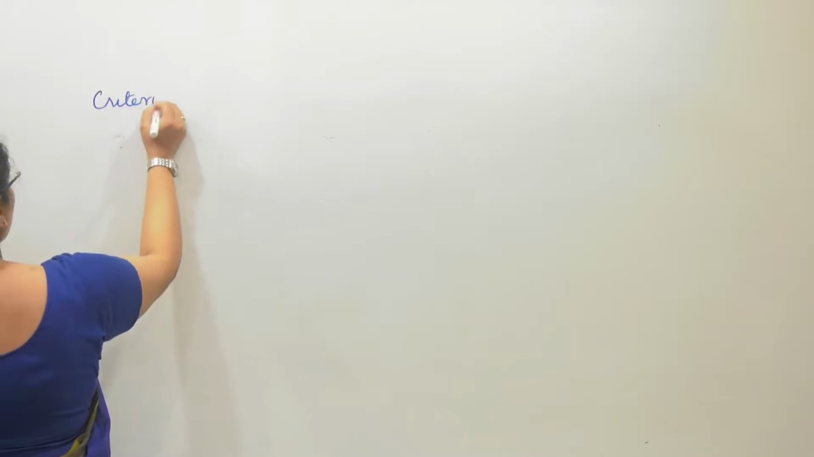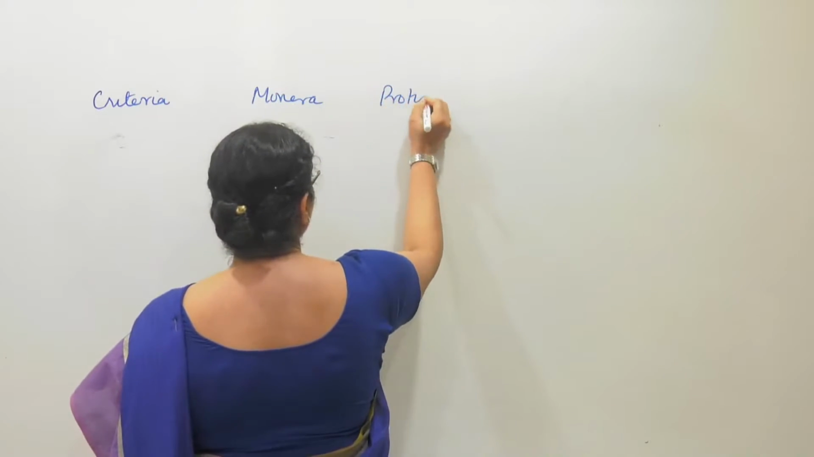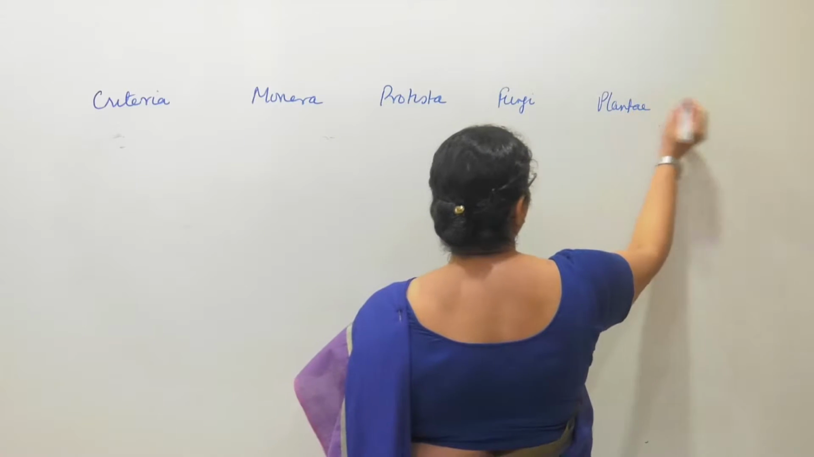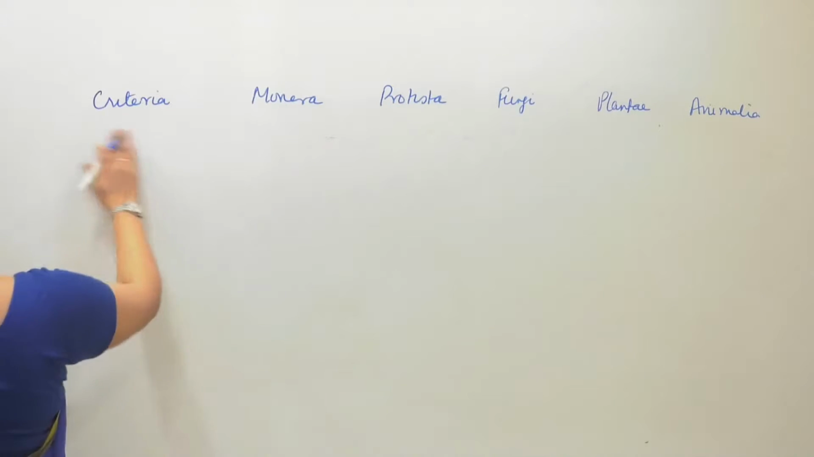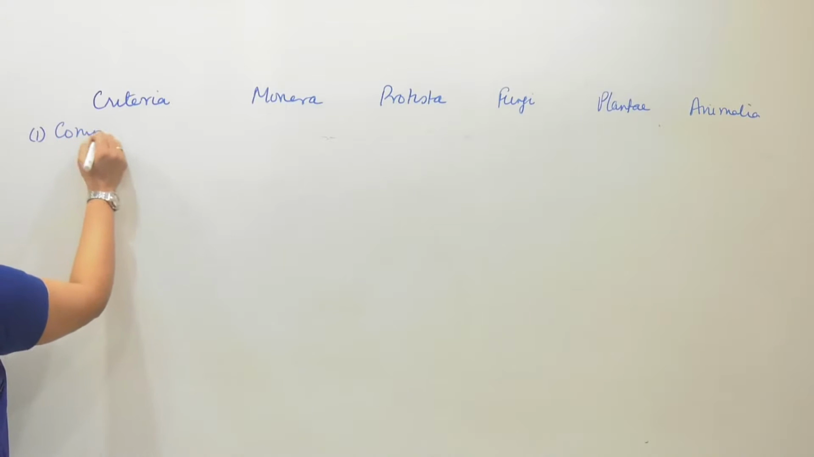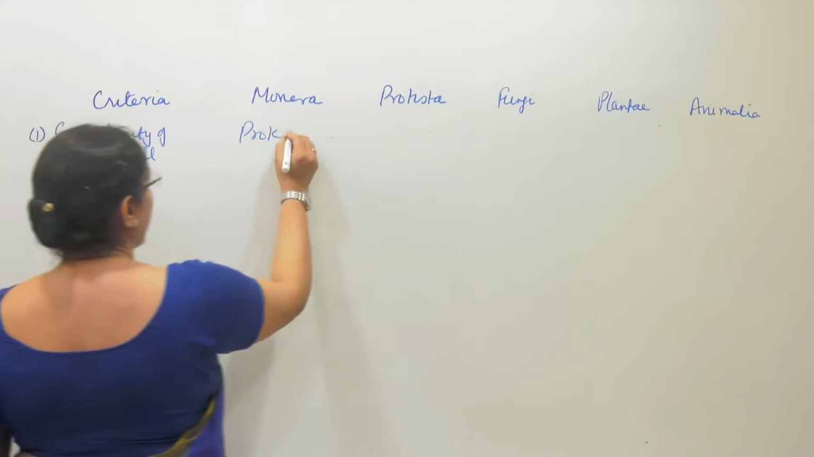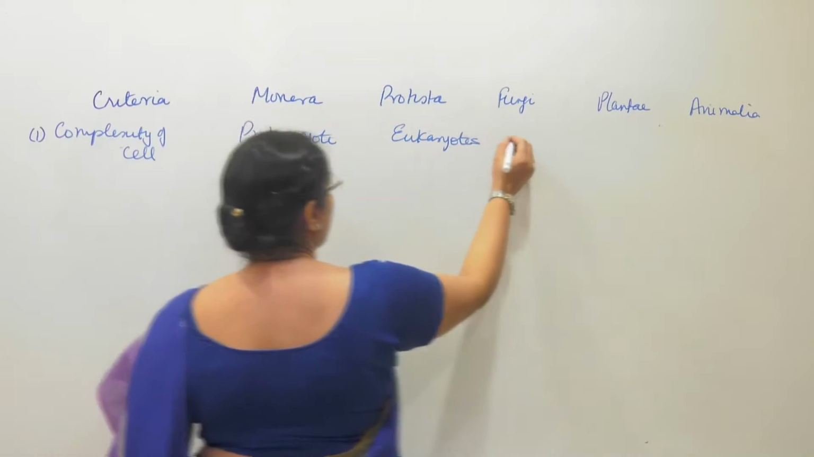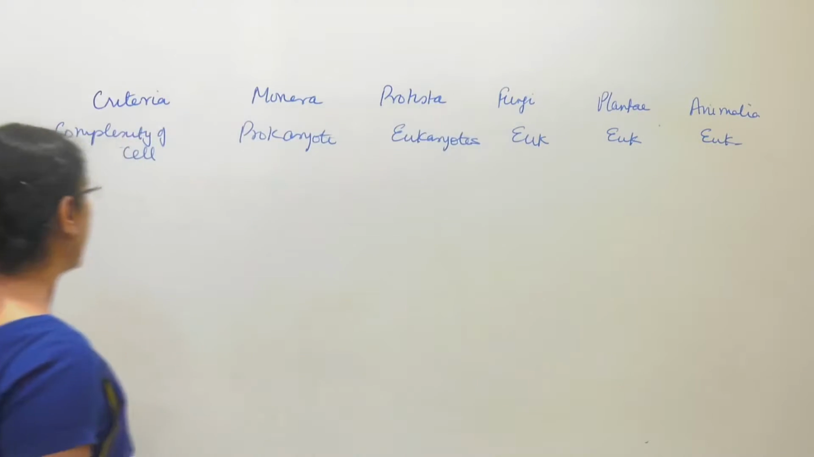So the criteria for classification, accordingly, he has kingdom Monera, kingdom Protista, fungi, Plantae and Animalia. So the first criteria he has used is complexity of cell, where this is prokaryote and all others are eukaryotes.